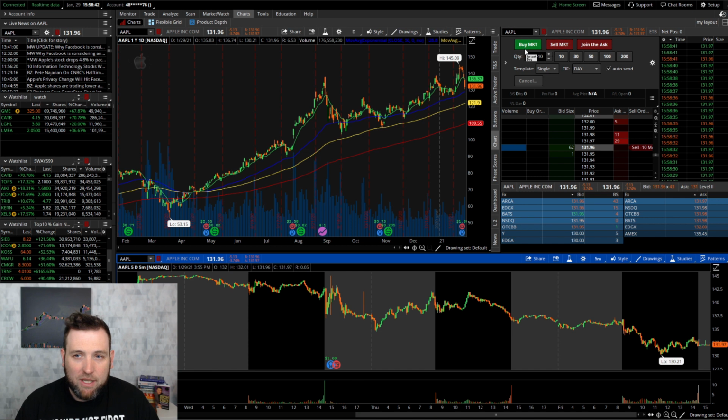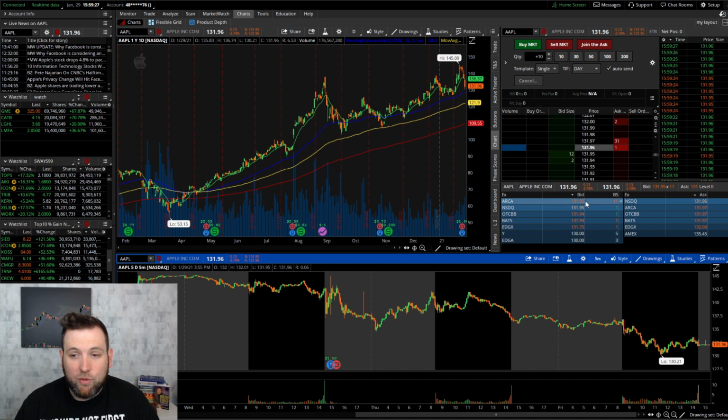So you can see these buttons here. I have buy MKT, sell MKT. That is market order. A market order guarantees that you will get filled when you press buy. It does not guarantee what price you will get filled at. So if you look at the bid, like on Apple here, you might market buy in, but you may not get filled at 131.95. You may get filled over here at 131.96.